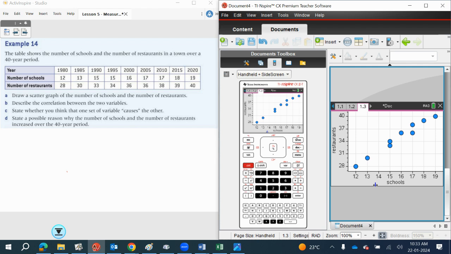Okay, so what type of correlation do we have here in the scatter plot? Strong positive. Bit of a pattern to this. Do you think there's a causation? Will opening schools create restaurants? No. Is there a possible reason why the number of both are correlated?